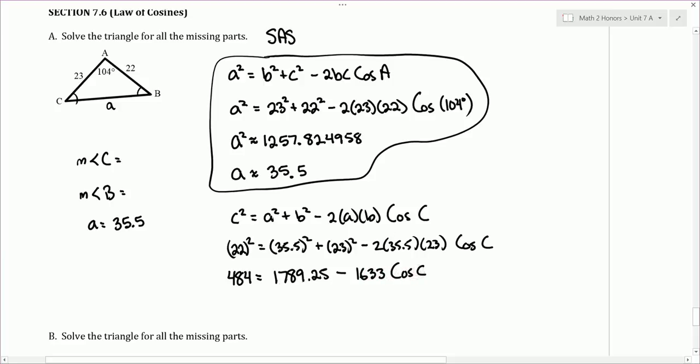Now you might be tempted to subtract the 1633 from the 1789.25, but you would be wrong to do that because order of operations says you need to multiply that 1633 times the cosine of c before you can do any subtraction there. Instead, let's solve for cosine of c. So first, subtract 1789.25 from 484.